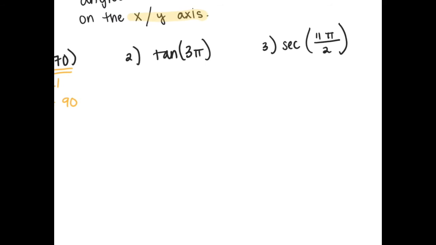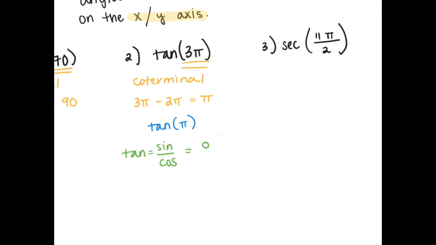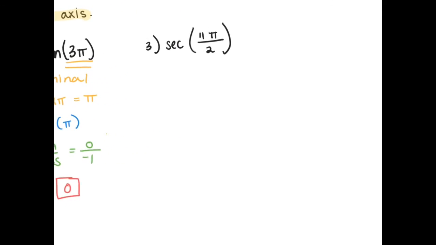Okay? Tangent 3 pi. Again, we're going to have to use what we know about coterminals. So we're going to take our 3 pi and we're going to subtract 2 pi. So I get pi. So tangent pi is going to be a fraction within a fraction. So I have sine over cosine. So that gives me 0 over negative 1, which is just 0.